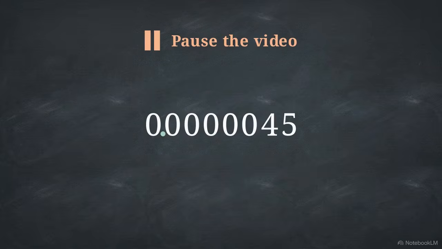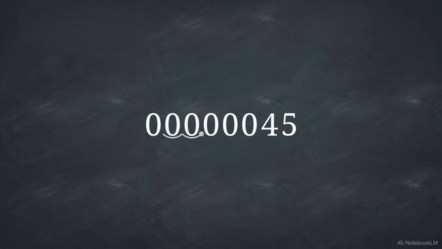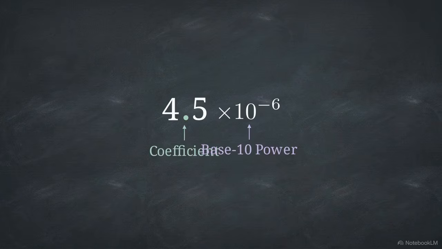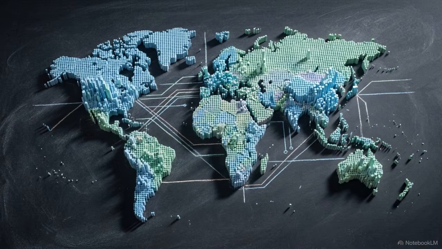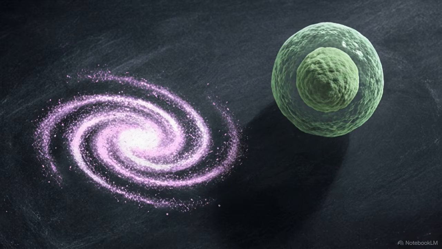Now try 0.0000045. Pause the video. How many spaces does it move? 6 spaces right, landing behind the 4, giving 4.5 times 10 to the negative 6th. Scientific notation is the standard dialect of global data, used to track everything from the distance between galaxies to the width of a human cell.